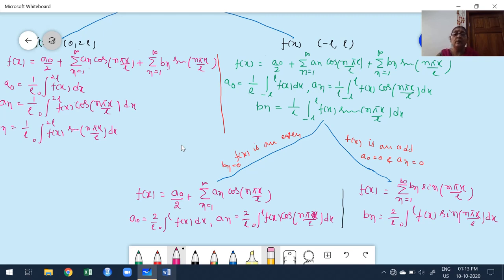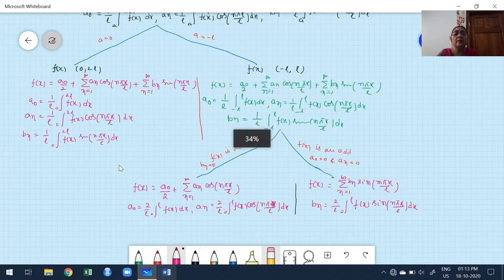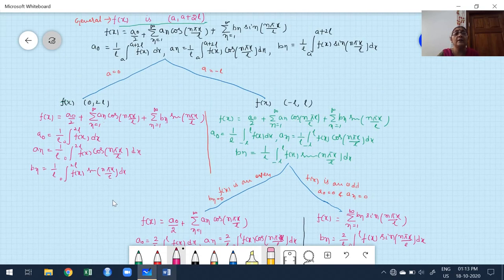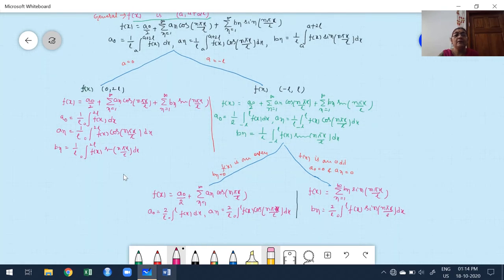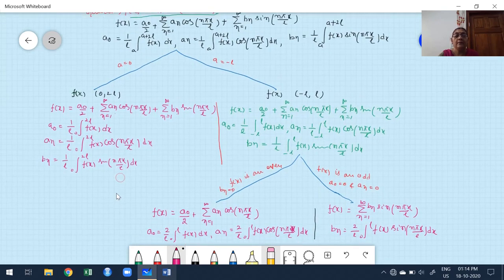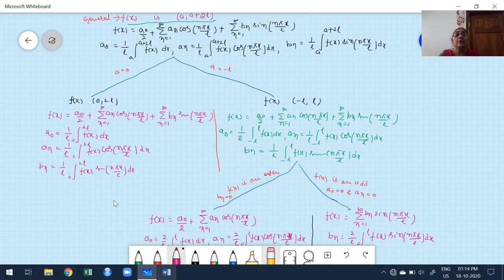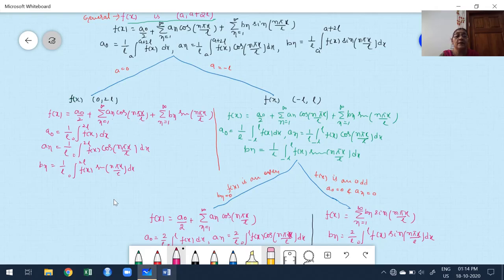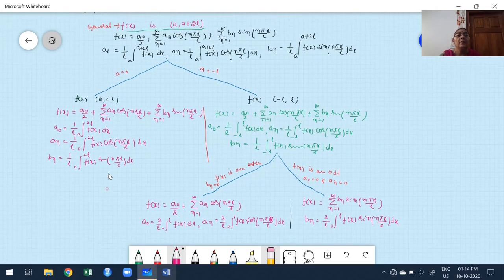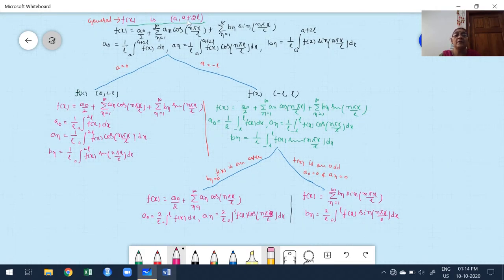Once you understand this flow chart, the rest of the thing is very, very easy. Now I'm showing the entire thing on one screen. Observe carefully. In the general case, f of x is in the interval a comma a plus 2L. You write the formula for f of x.